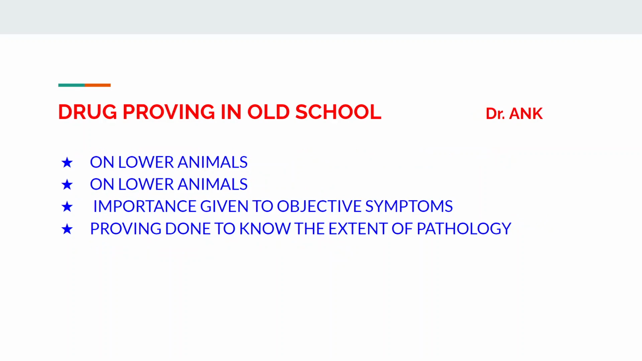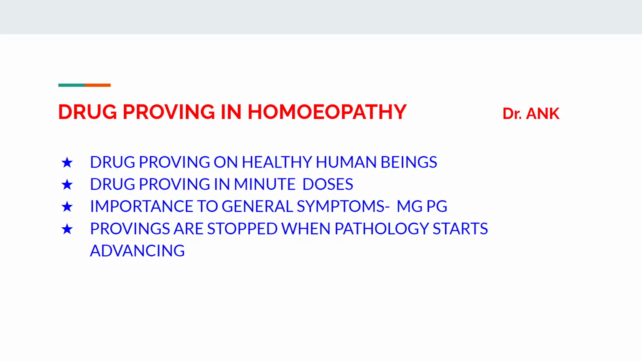Drug proving in the old school is done on lower animals in large doses and in crude form. Importance is given only to objective symptoms. Provings are done to know the extent of pathology. What is the contrast? Drug proving in homeopathy is on healthy human beings, in minute doses, and what is noted are the general symptoms. Provings are stopped when pathology starts advancing.